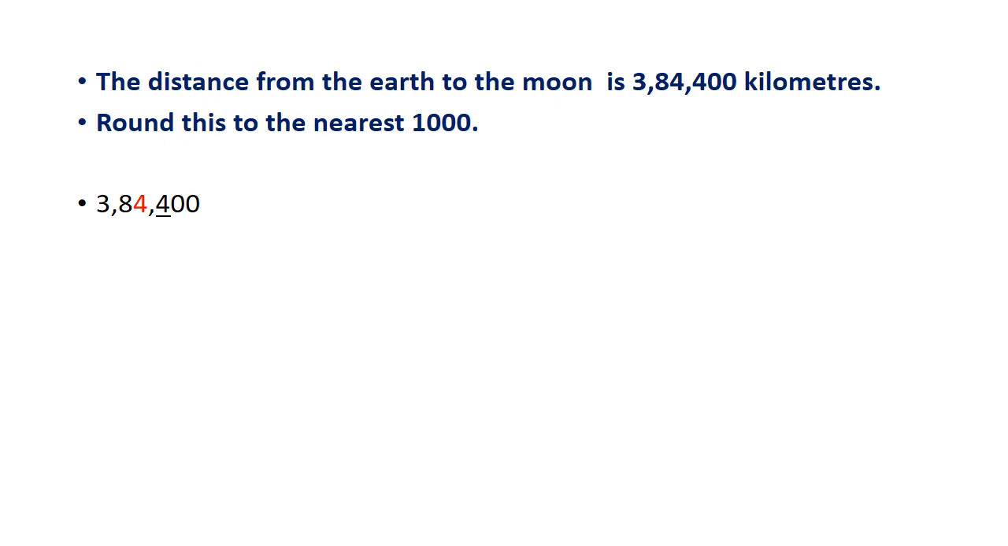This question is from your textbook. The distance from the Earth to the Moon is 3,84,400 kilometers. Round this to the nearest thousands place. So identify the digit at the thousands place. It is 4 here. Observe the next digit. It is 4. It is lesser than 5. So what does the rule say? Keep the digit at the thousands place, 4, as it is, right?